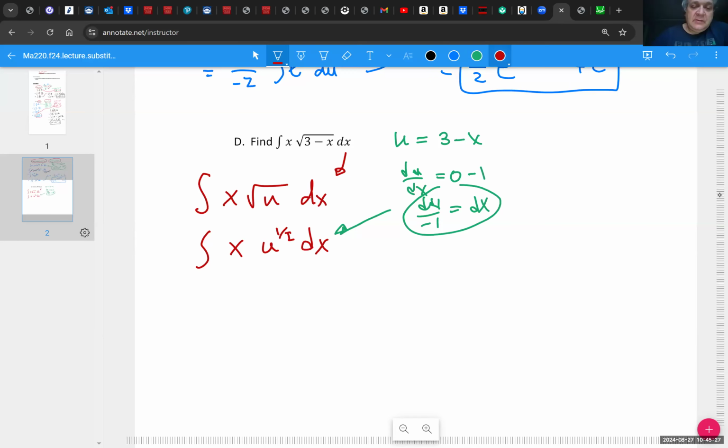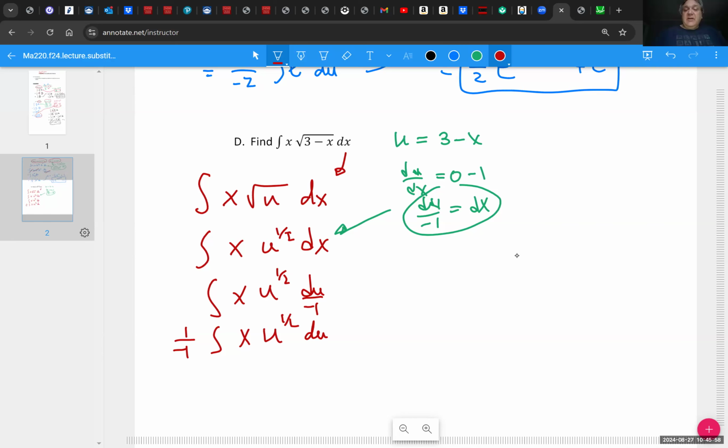x u to the 1/2. And then we get du over -1. I'm just going to move the -1 outside. So it's 1 over -1, which is the same thing as -1. I don't need a fraction anymore, but I'll write it this way temporarily so you can see what's going on there. All right, so I successfully got rid of that 3 minus x part. I wrote it as u. I got rid of the dx part. I wrote it in terms of du with some number going on the outside.